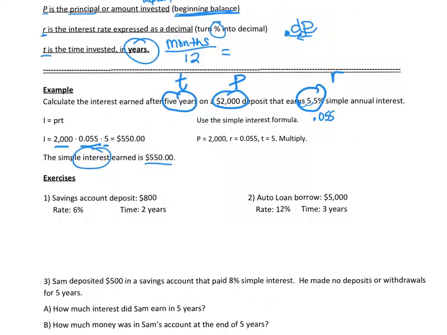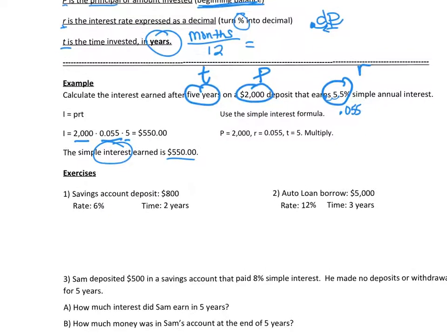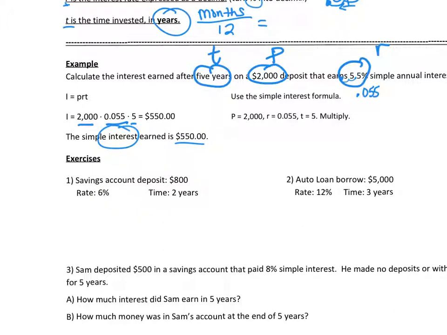If a question ever asks you what was the total balance at the end of those years, so we found our interest, but if you get a question asking you what was the end balance or what was the total amount of money that you owe or something like that, total balance, then we would take the interest we earned and add it back to the number that we started with. So I should probably write that separate or opposite. So we start with the amount that we began with, in this case a deposit, and I'm going to add the interest that was earned.